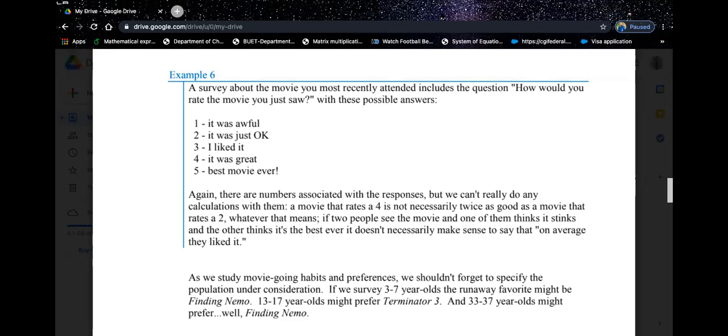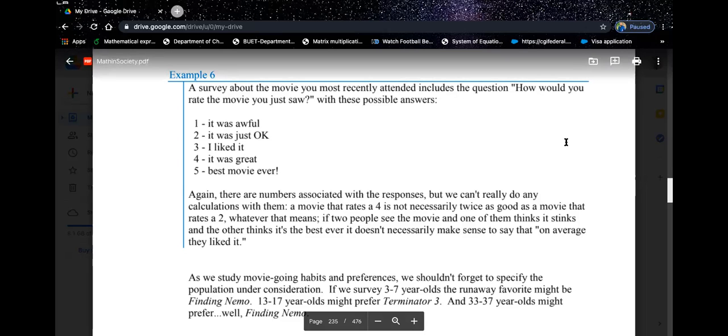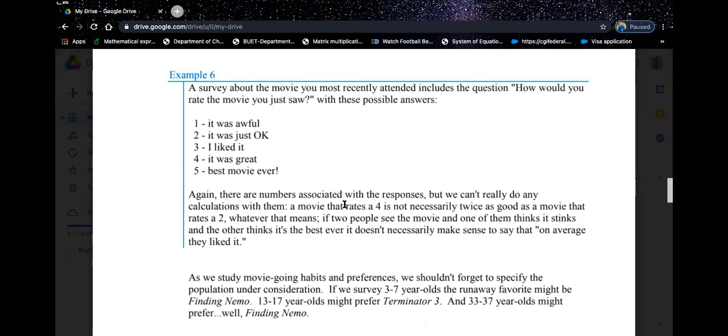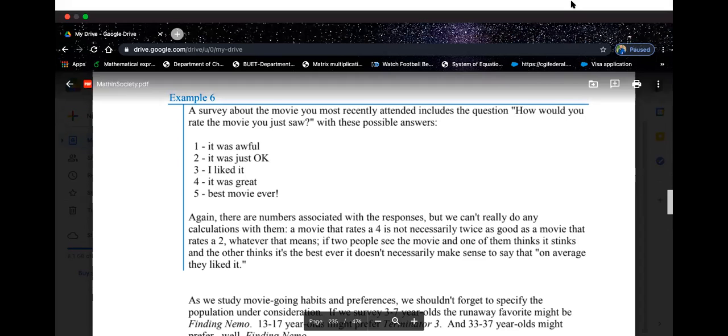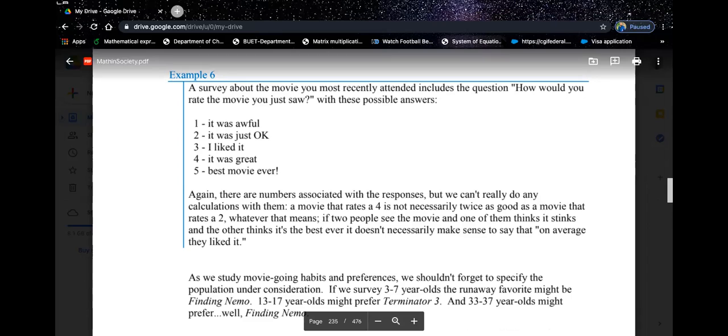So again, even though these responses are in numbers, and the possible answers are numerical, you can't really relate those numerically. There is no real meaningful arithmetical calculation, arithmetical relations, right? Can you see that? Anyone have a problem or issue with this?